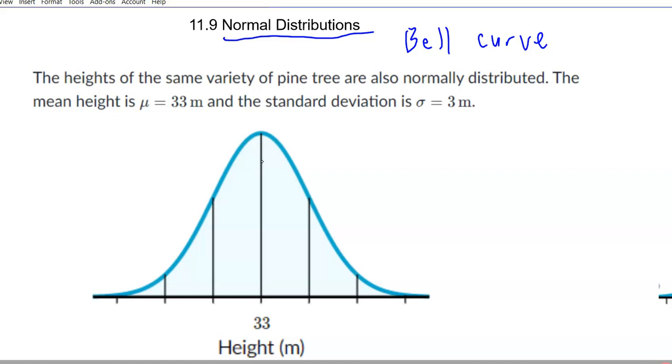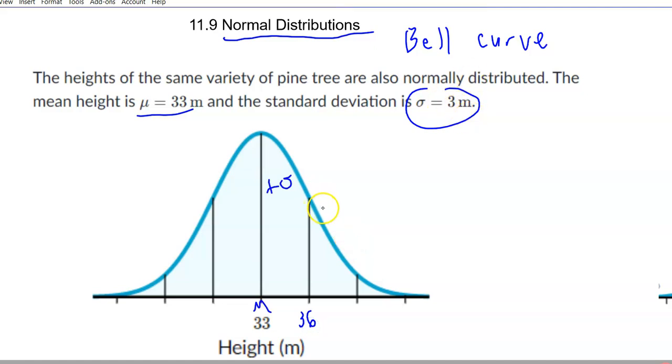And so here's an example. The heights of various pine trees are normally distributed. That means it's going to be a bell curve. And the mean height is 33. So we're going to put that right in the middle here. So the mean height, this is like our mu here, our mean. Our mean is 33, and it's right in the middle. And our standard deviation is 3. We kind of mentioned this a little bit the last time. So we're going to add one standard deviation to the right. So plus 3, so this would be 36.